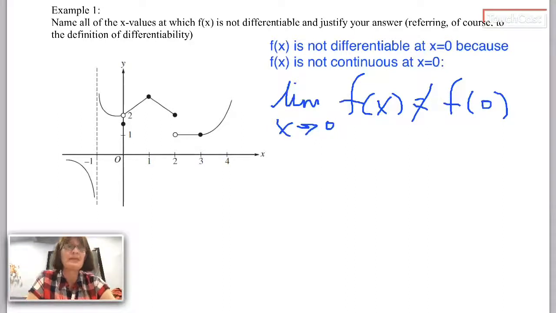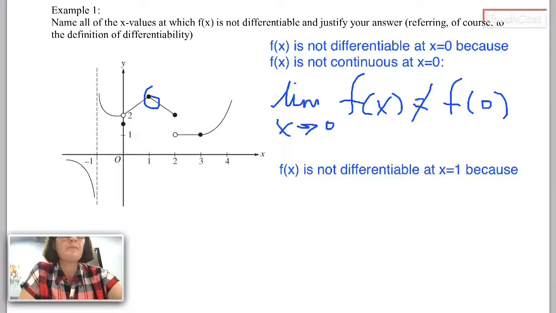So I'm reading from left to right. Our next problem is at x equals 1. At x equals 1, I have a corner. To the left of x equals 1, the function's going uphill, so the slope must be positive. I could figure it out, except I didn't label the exact values on the graph. And to the right of x equals 1, the slope is negative. So the slope from the left does not equal the slope from the right. Here's what I would write up.